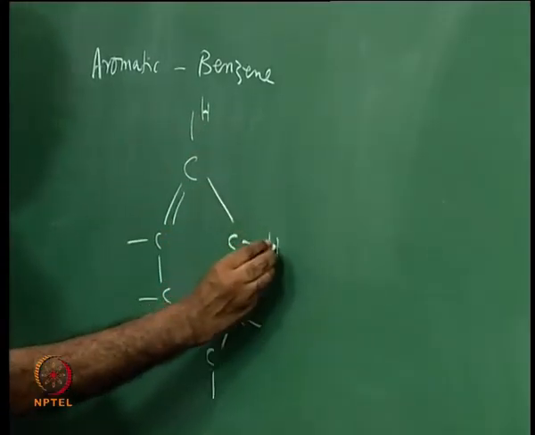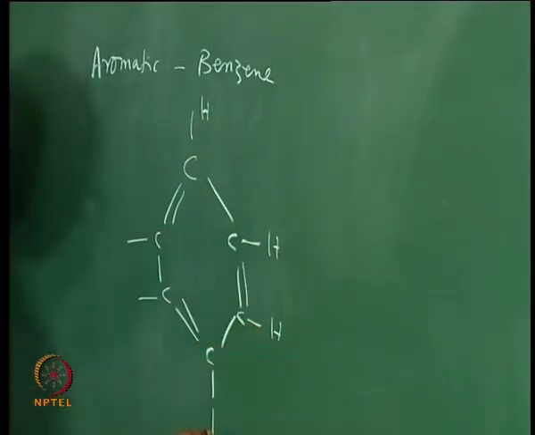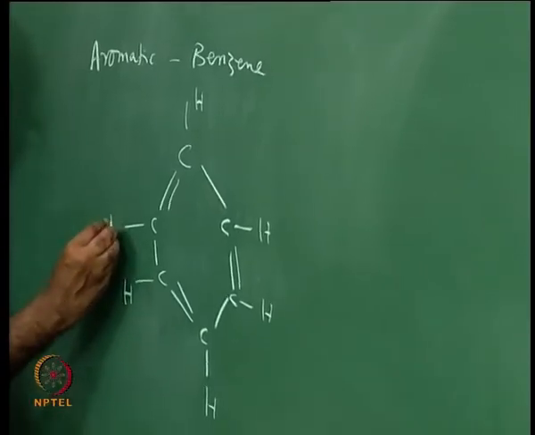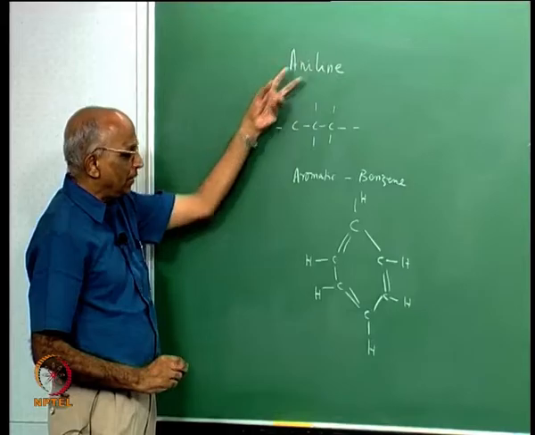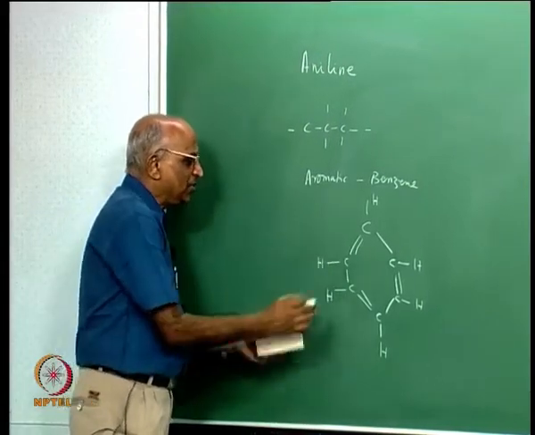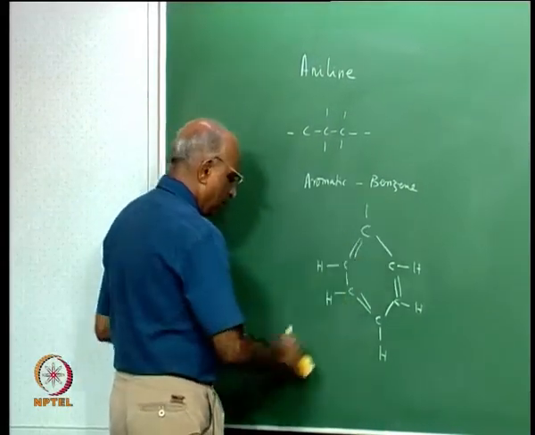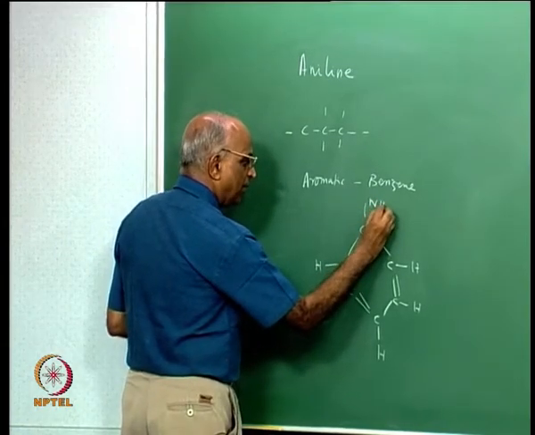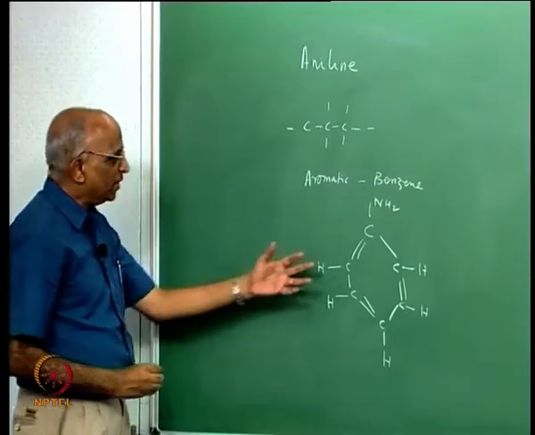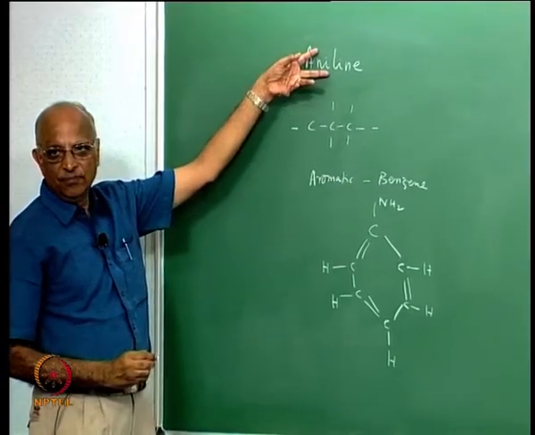One, 2, 3, 4, 5 and 6. What you do in aniline is you take benzene, substitute one of the hydrogens by an amine radical NH2, and this becomes what we call aniline.